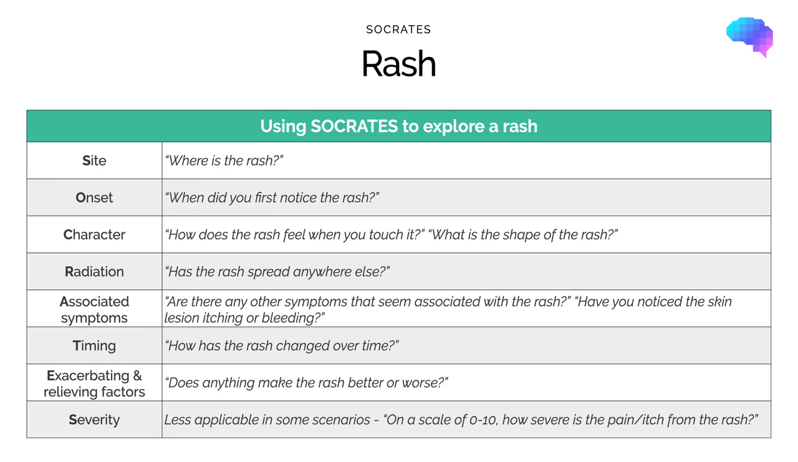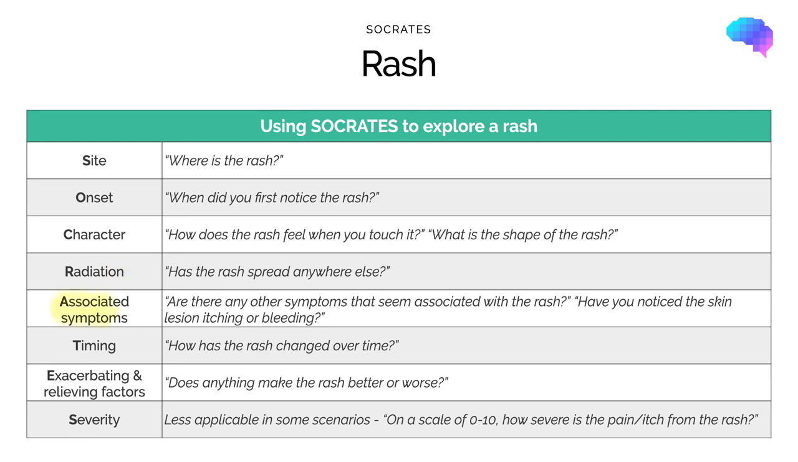Here are some example questions for a patient presenting with a rash. So we can use SOCRATES in this situation. Asking about site, we would want to find out the anatomical location of the rash. Onset, we would want to find out when the rash first started, and perhaps explore whether there were any triggers. Character, we could ask the patient to describe the rash. How does it feel? What shape is it? Radiation, we could ask whether the rash is spreading anywhere else.